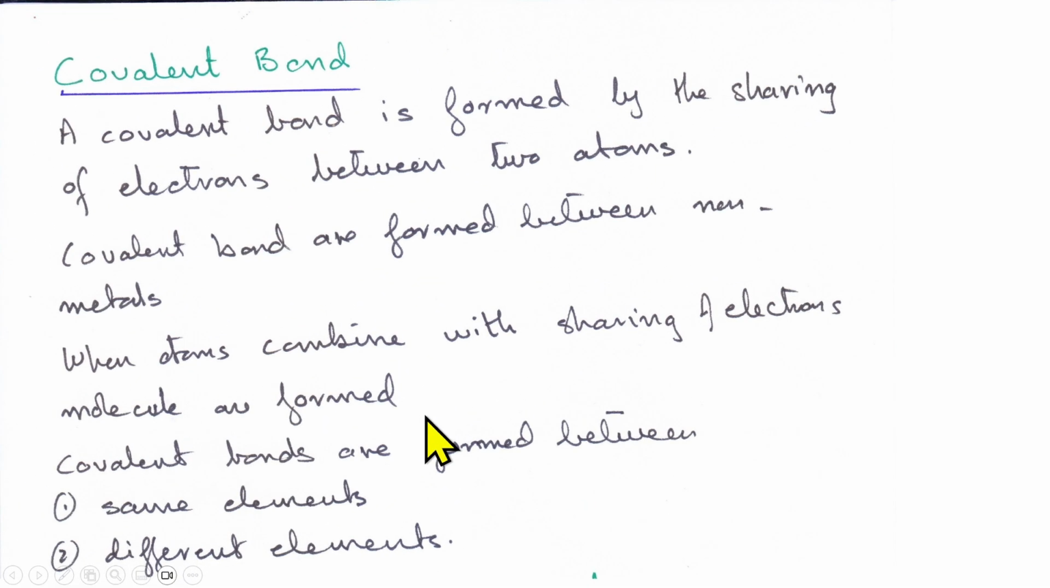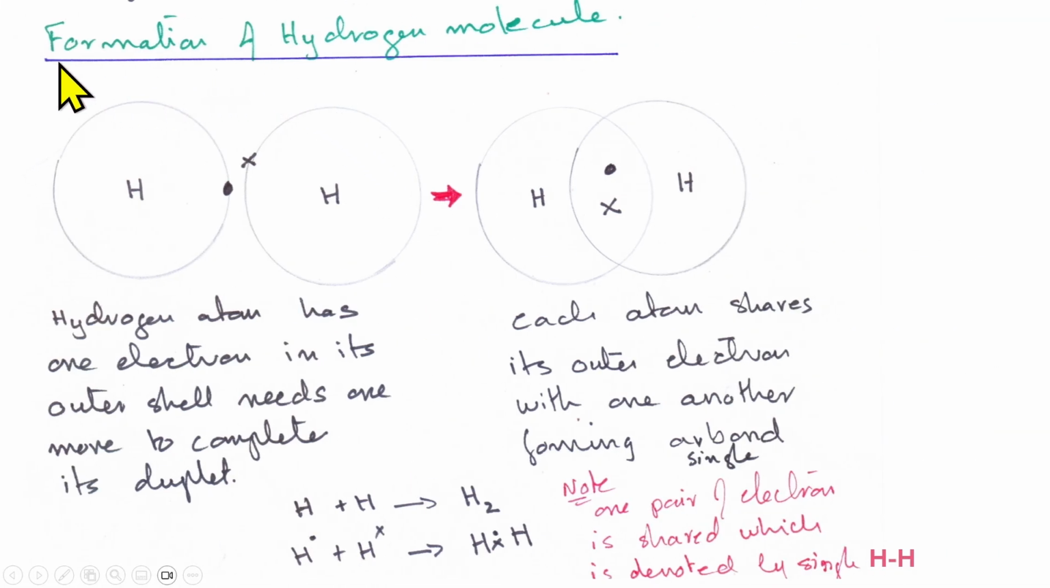Now we come to the formation of covalent bonds. A covalent bond is formed by the sharing of electrons between two atoms. Covalent bonds are formed between non-metals. When atoms combine with sharing of electrons, molecules are formed. Covalent bonds are formed between the same elements and between different elements. Now we study all of these one by one.